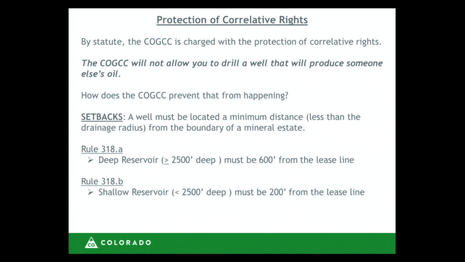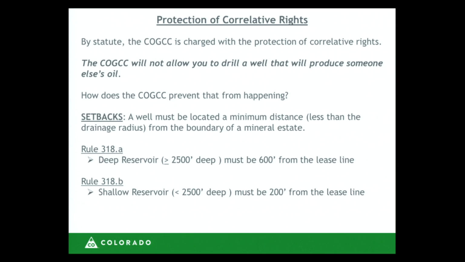Well, by statute, the Oil and Gas Commission is charged with protecting correlative rights. And essentially what that means is the commission cannot allow a well to be drilled that's going to allow you to produce someone else's oil and gas. And how do we prevent that from happening? Well, the most basic way is through setbacks. A setback is a minimum distance from a lease line, or the boundary of the mineral estate, to the well, and it needs to be less than the drainage radius, so that you're not draining someone else's minerals.